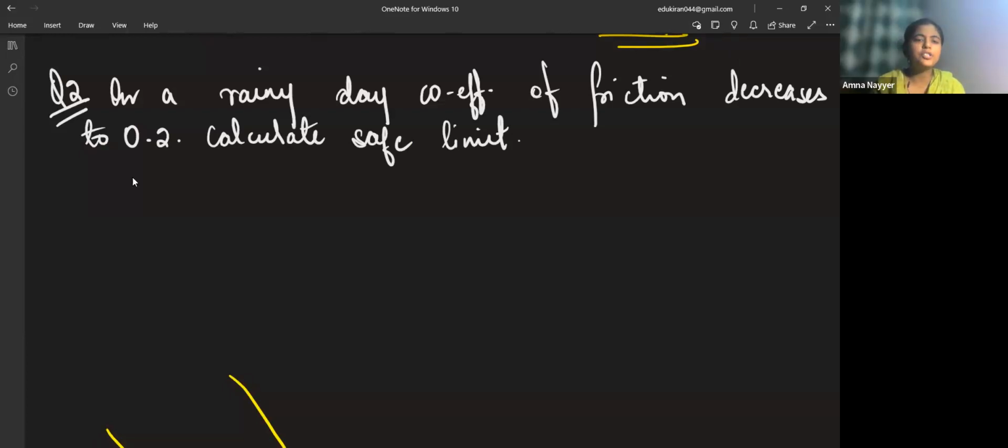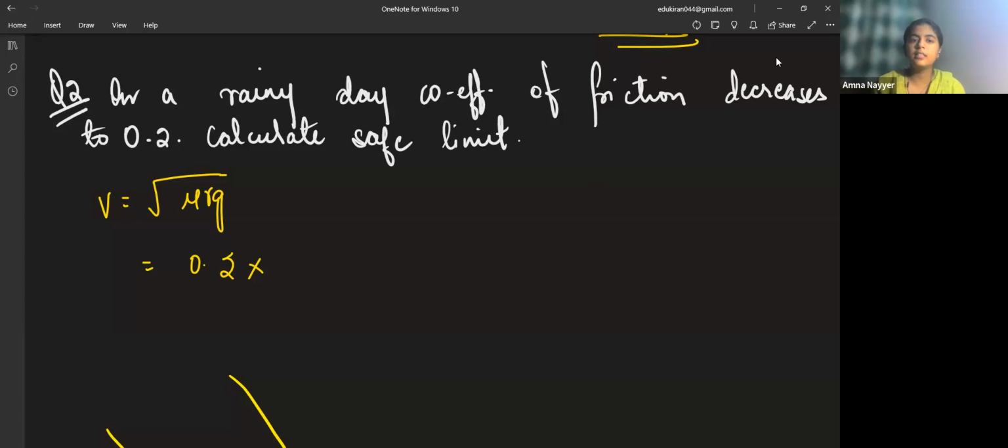So I have told you in such questions, wherever you have to find out the safe limit, you have the formula V equals under root mu Rg, or under root mu tan theta. So what is mu given? 0.2.